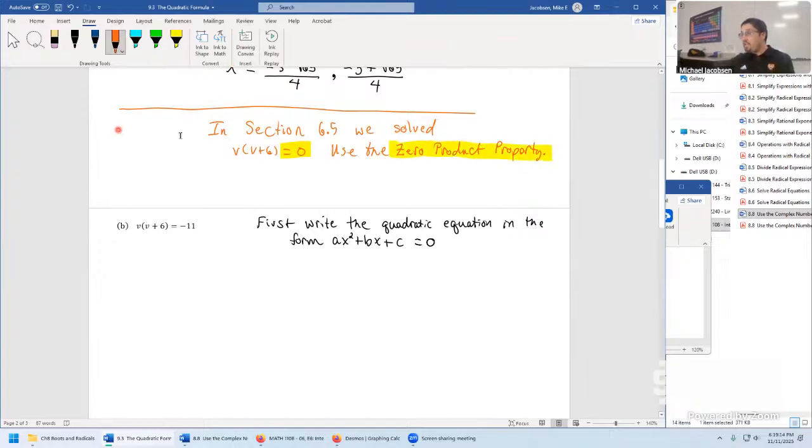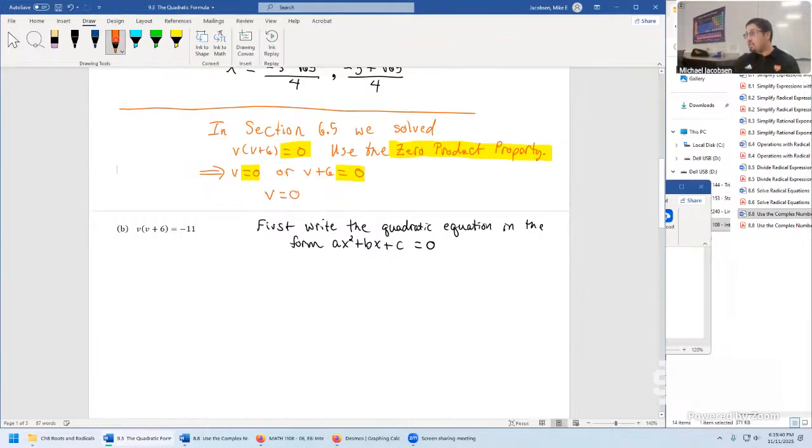which tells us the only way this equation is going to check as true is if v equals 0 or v plus 6 equals 0. That was meant to be a highlighter. Let me try again. The zero product property tells us the only way 2 factors multiply, or more than 2 factors multiply, resulting in the 0 is if one or the other factors are 0. So the solution set on this one was just 0 and -6. So now if you change that up and put in a -11, suddenly it's a much harder problem. This is where we would want to use the quadratic formula.